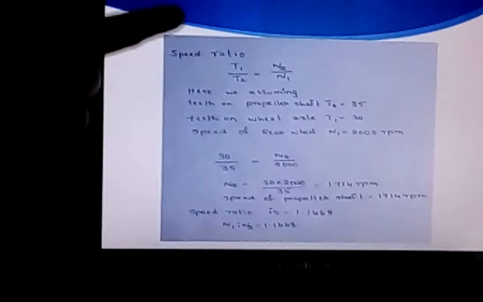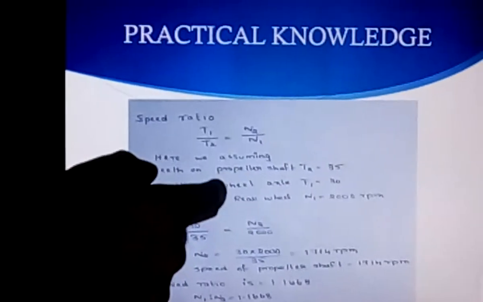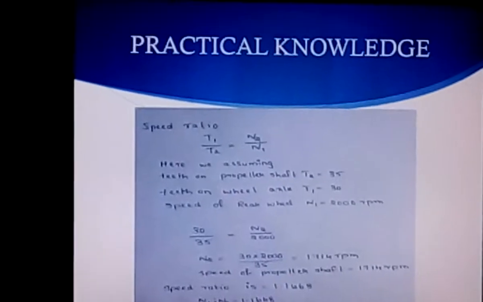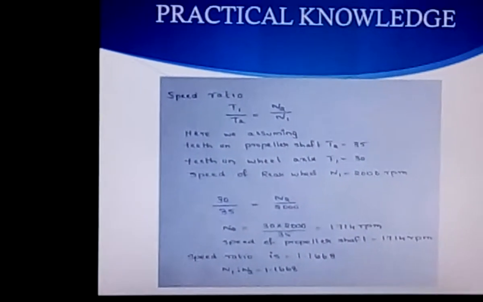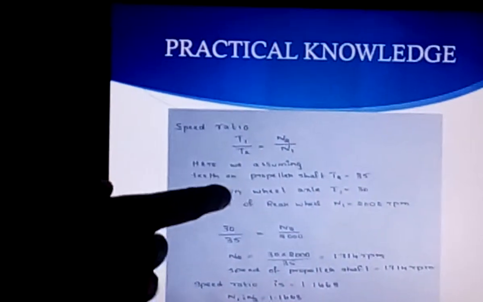This is how we have done it practically. We know that the speed ratio will be T1 by T2 equal to N2 by N1. In the same way, when you increase the number of teeth on the shaft, this automatically increases the RPM, so you can get more speed ratio in comparison to the ordinary one. This is the formula, and we did it in practical.